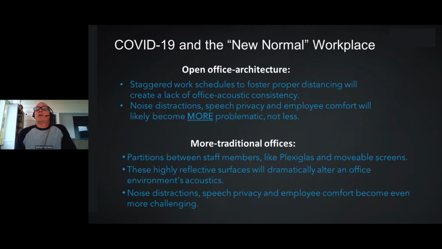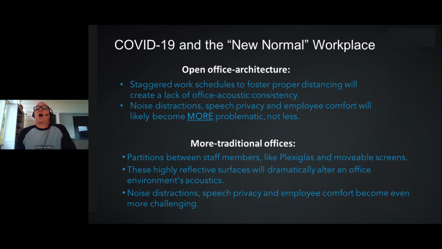So these are some of the things we expect to see as workers begin to settle into their new normal workplace. In open office environments, we'll likely see staggered work schedules, which will definitely help with distancing. But on-site staff level irregularity will likely cause noise distractions, speech privacy, and employee comfort to be more noticeable issues than they were with consistently and more heavily occupied office spaces.